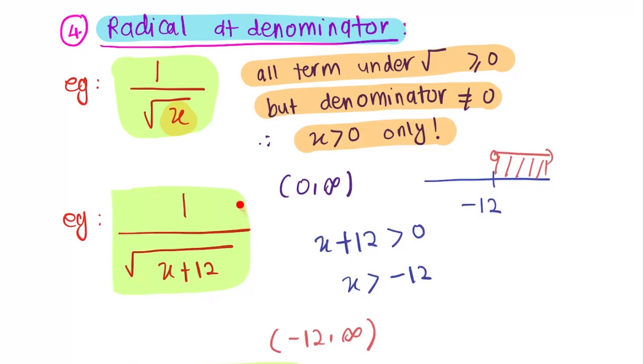So the answer for this one is just 0 not included until infinity. Let's see the next question here. You also have radical at your denominator. So just take everything under the radical. It must be more than 0. Actually this is more or equal, but denominator cannot be equal to 0. So this is just left with more than 0. So let us solve. Just bring 12 to the other side since this is a linear inequality. So x is more than minus 12. And then you can draw minus 12. This is not included. So your interval form is minus 12 until infinity, and this is not included.